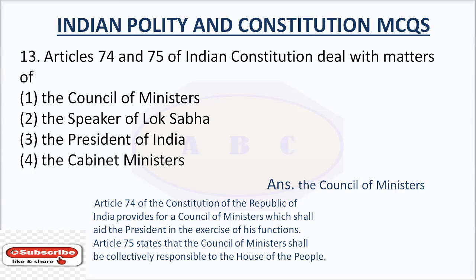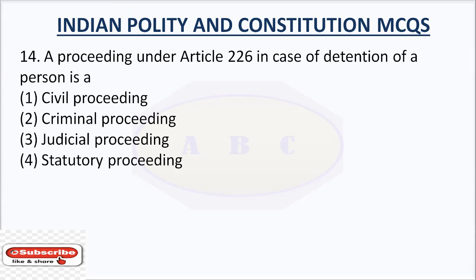Article 74 of the Constitution of the Republic of India provides for a Council of Ministers which shall aid the President in the exercise of his functions. Article 75 states that the Council of Ministers shall be collectively responsible to the House of the People.